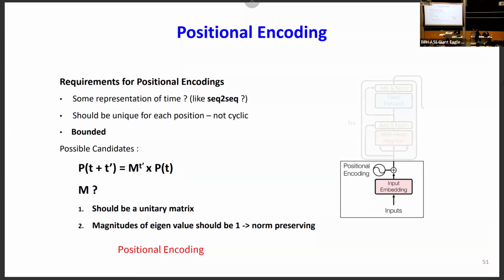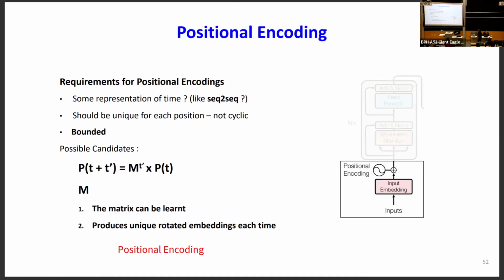And when you look at M, there are some minimal requirements that M should also have. First of all, M should be unitary in nature. We do not want it to explode over multiple products, because every time you're taking a product you don't want it to explode over time, which would bring us back to the bounded problem. And the other thing is that the magnitudes of the eigenvalues should be 1, because we don't want it to either explode or vanish over time. So these two are the minimal requirements that we have for our M matrix.